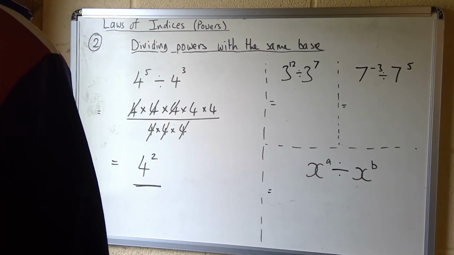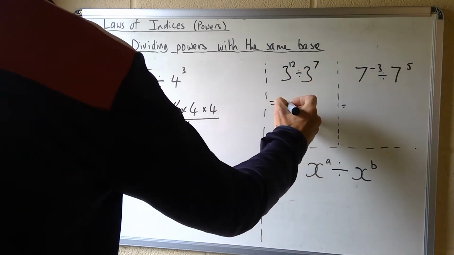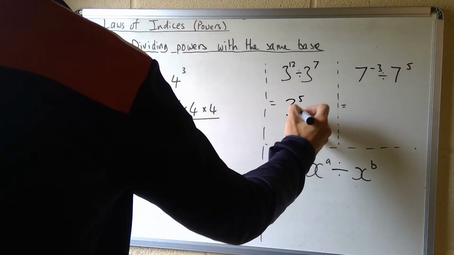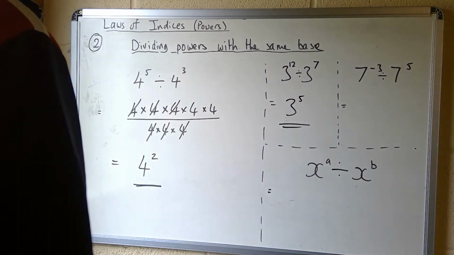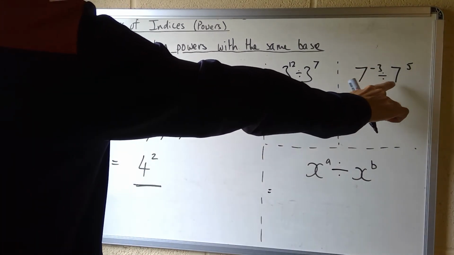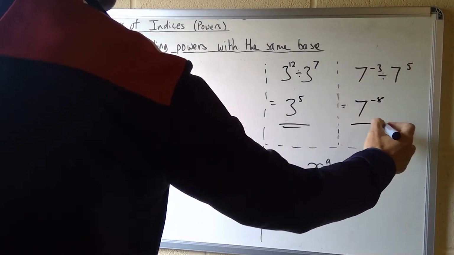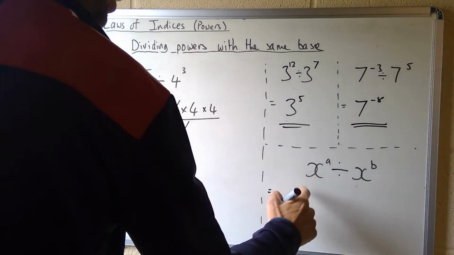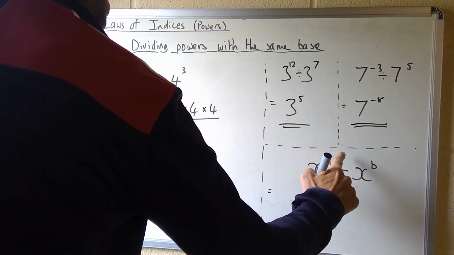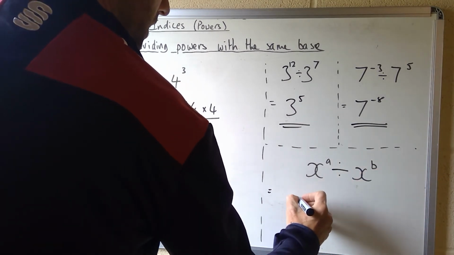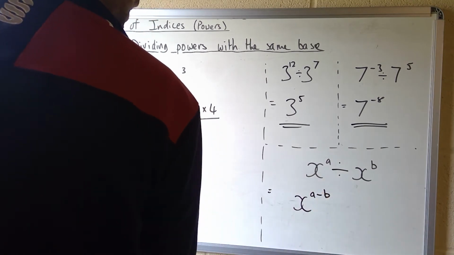Going straight to that rule here, 3 to the power 12 divided by 3 to the power 7 is 3 to the power 5, as 12 takes 7 is 5. Works again with negative numbers. 7 to the negative 3 divided by 7 to the 5 is 7 to the negative 8. So writing this in a generalized format using algebra, x to the a divided by x to the b would be x to the power of a minus b.